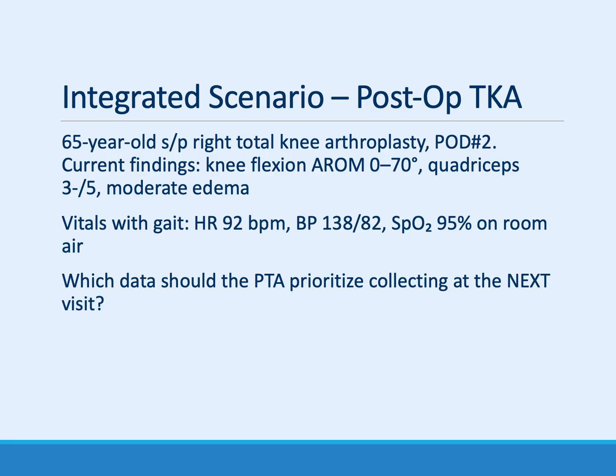So this one, we're looking at a 65-year-old status post right total knee arthroplasty, post-op day number 2. Current findings: knee flexion active range of motion 0 to 70 degrees, quadriceps strength 3- out of 5 with moderate edema. Vitals with gait include heart rate 92 beats per minute, blood pressure 138/82, O2 sat 95% on room air. Knowing this and thinking about this patient, visualizing them, thinking about all of the factors at play here, which data should the PTA prioritize collecting at the next visit? Take some time to think about it. How would it impact what information you need to know and study for this NPTE?